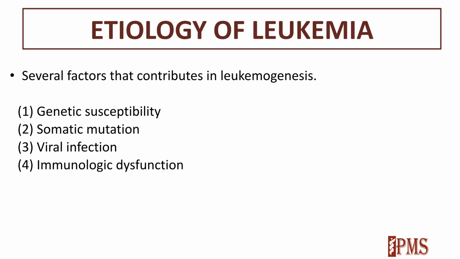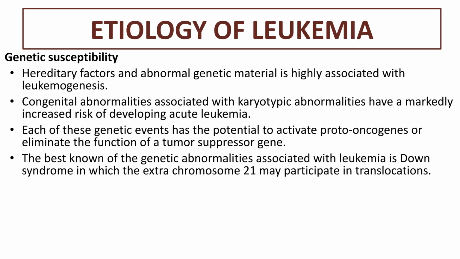Several factors contribute to leukemogenesis, including genetic susceptibility, somatic mutation, viral infection, and immunologic dysfunction. Hereditary factors and abnormal genetic material are strongly associated with leukemogenesis. Congenital abnormalities with karyotypic abnormalities carry an increased risk of developing acute leukemia. These genetic events can activate proto-oncogenes or eliminate tumor suppressor gene function, such as in Down syndrome.